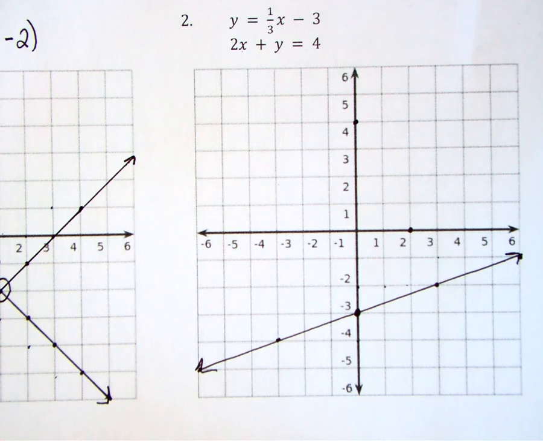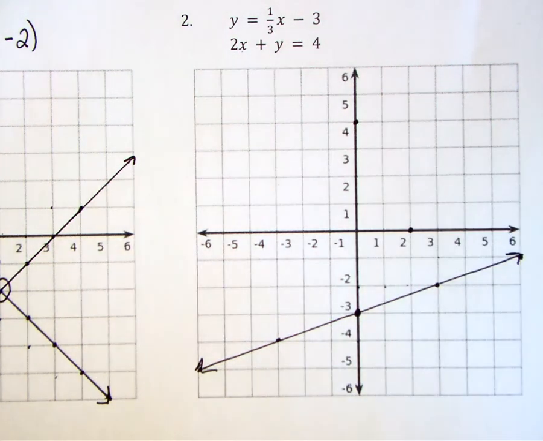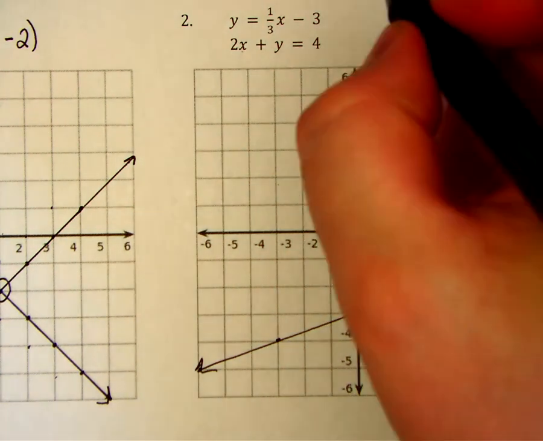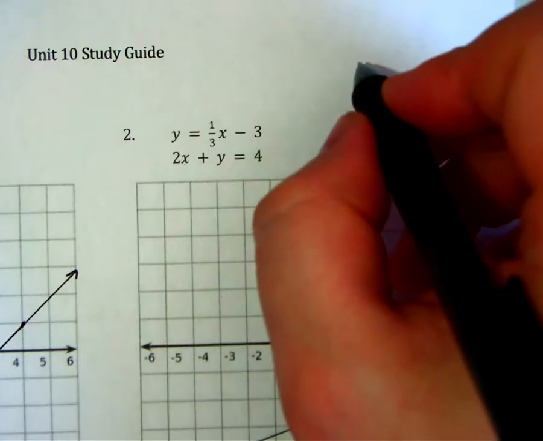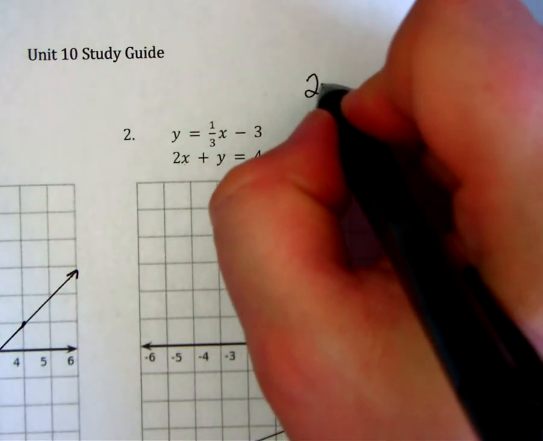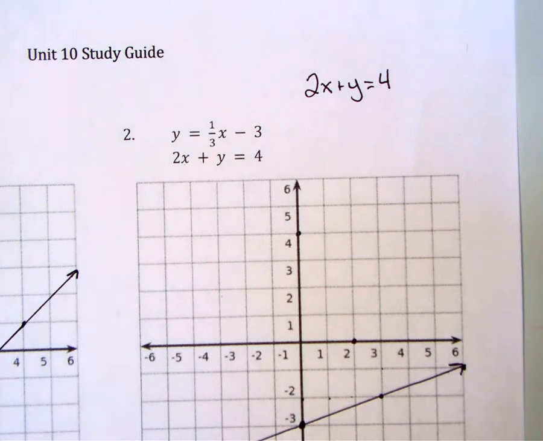So I would end up with a line that would look something like going through those two ordered pairs. I also want to make sure that you can still do it in slope-intercept form. You'll be fond of slope-intercept form, especially when you learn how to use a graphing calculator. So let's change this to slope-intercept form. We have 2x plus y equals 4. Y is already by itself.